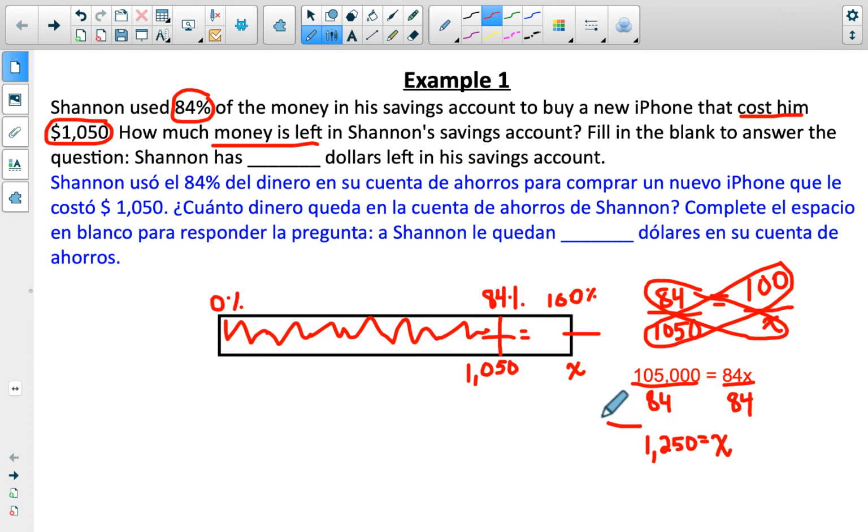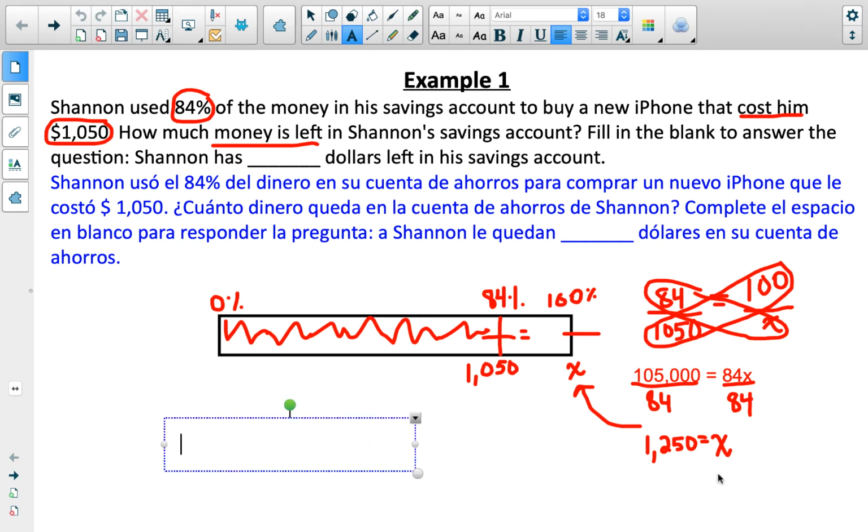Okay? Now, that's not the answer to the question, because the question is asking how much he has left, and this value represents his total amount. So all we need to do now, and some of you put that as your answer, is take the total amount and subtract how much the phone costs, and you end up with $200, which is the answer to this question. So, once again with the bar diagram, we set it up, we labeled our 0 and 100, we labeled our 84, and we knew that 84 went with 1050, excuse me. And then I had my proportion set up for me.